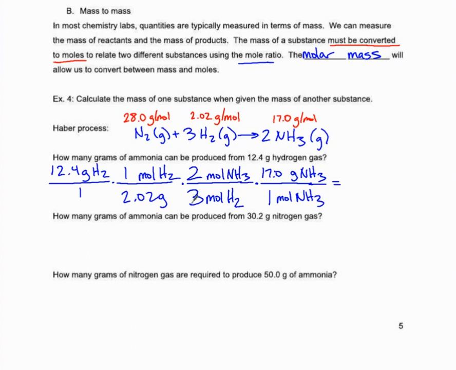So now that we have set up everything, we can go ahead and go to the calculator and find our actual answer. And so what we have is 69.6, and that is grams, specifically grams of ammonia.